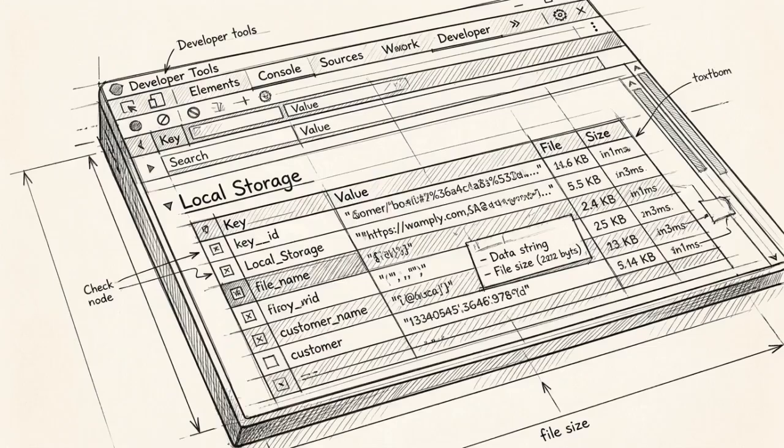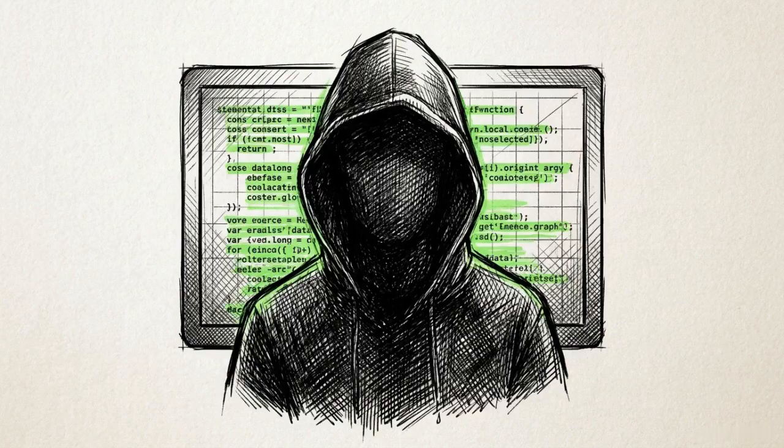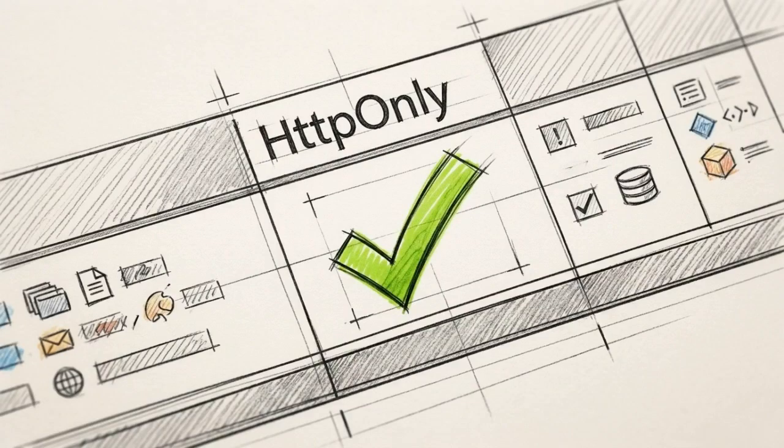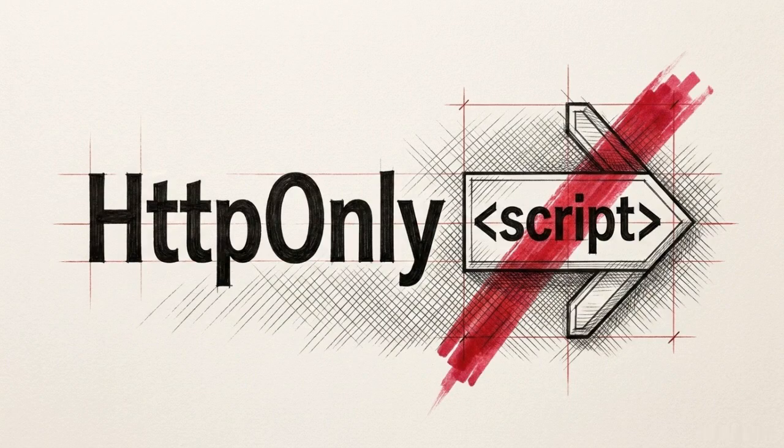Local storage is completely accessible via JavaScript. If an XSS attack succeeds, the attacker can write a single line of code to read your tokens and send them to their server. You can solve this by storing tokens in an HTTP-only cookie. This flag tells the browser to block all JavaScript access to the cookie, closing the XSS extraction vector.